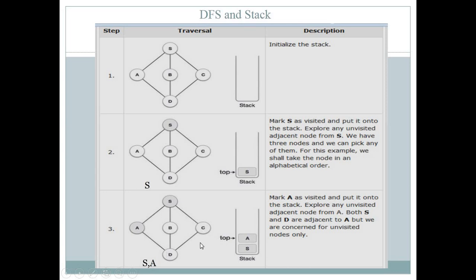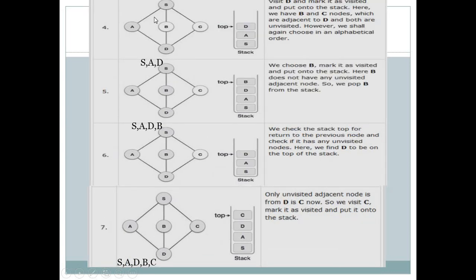After visiting A, we can see that the adjacent vertices of A are S and D, but S is already visited, so we can write D. We will put D into our stack, and our visited nodes are S, A and D.